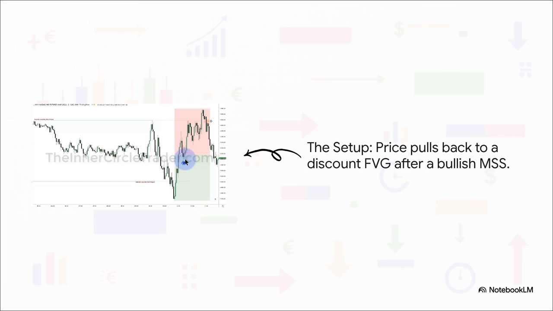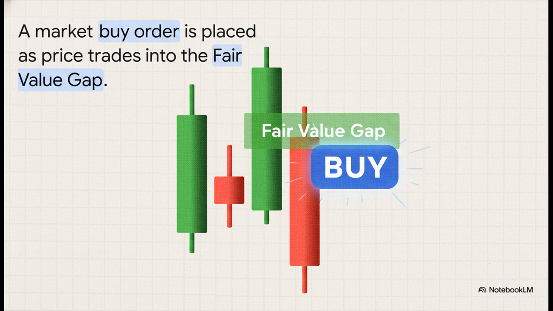First, notice a bullish market structure shift has already happened. That's our confirmation of a potential reversal. Now we see price pulling back into what ICT calls a discount. That just means the lower, cheaper half of the recent up move. And where's it heading? Straight for that fair value gap. This is the A+ setup we've been waiting for. And here comes the execution.